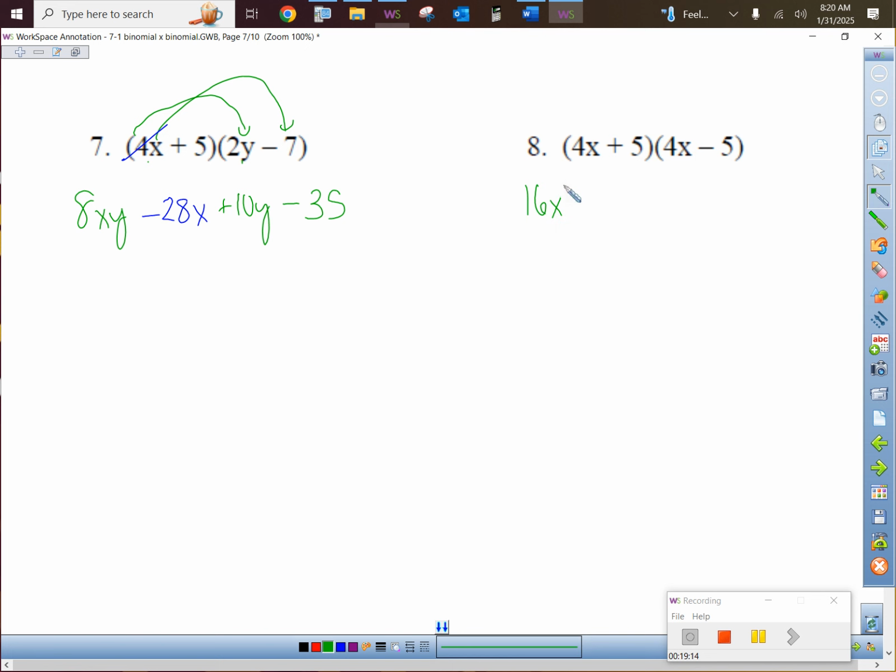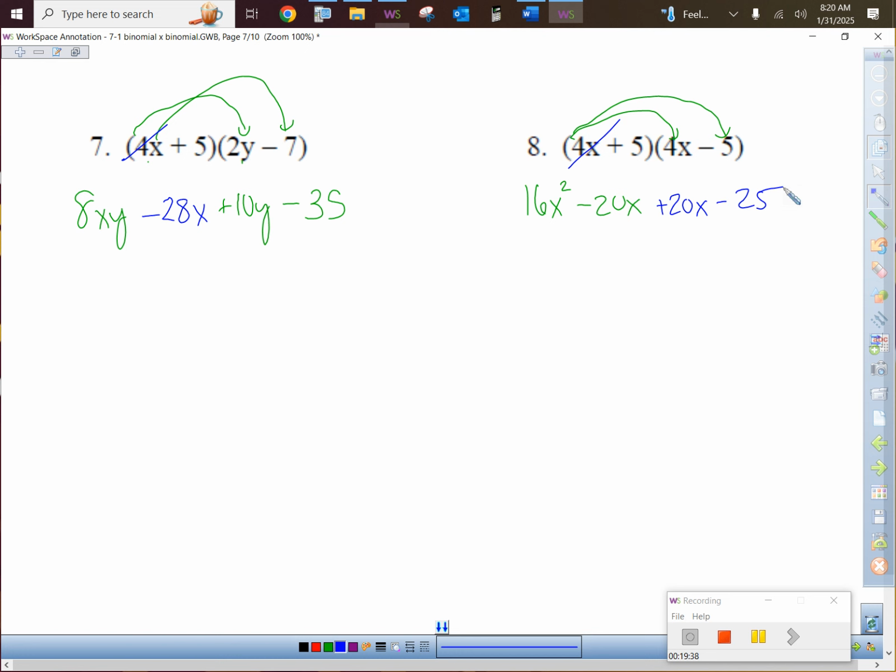16x or 16x squared? Just watching that little exponent. And then, so that was this. And then here's this. Minus 20x. That's the first 2 dudes. And then plus 20x minus 25. 2 dudes times 2 dudes, I should get 4 dudes back.